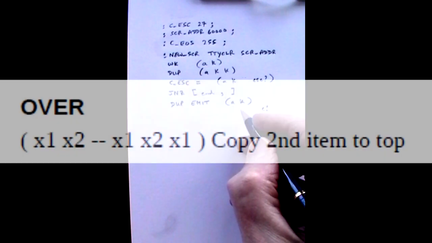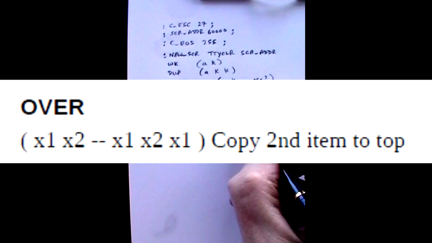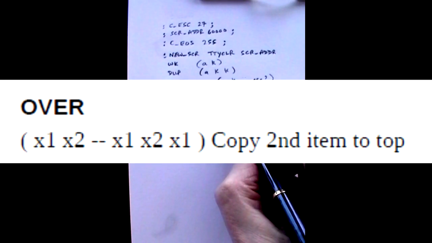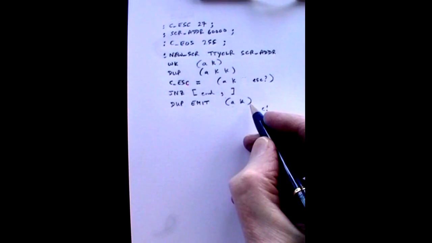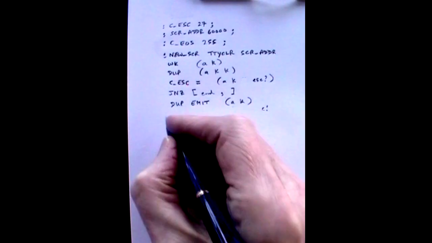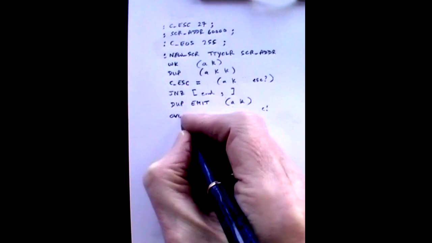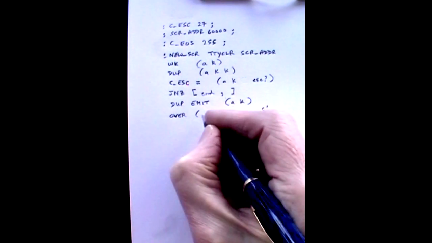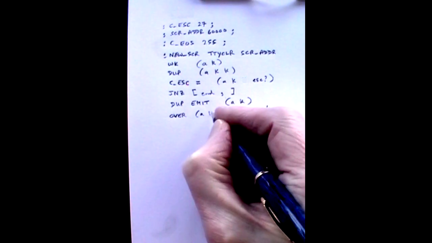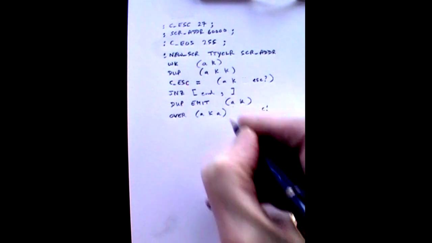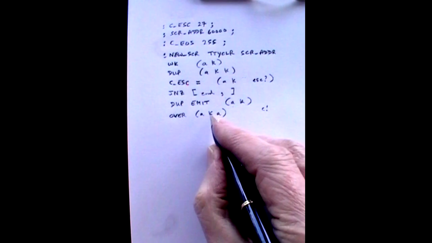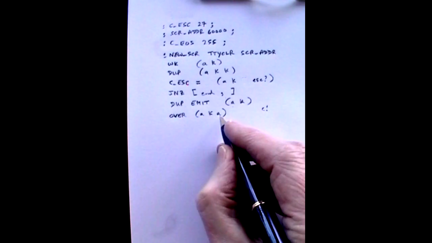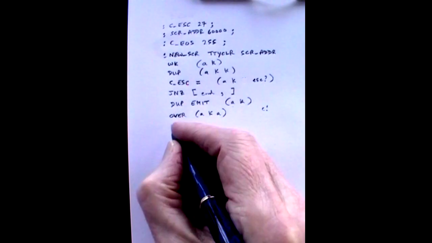And this is where over comes to the rescue. It copies the second item onto the top of stack. I can never see the point of this until now. So if we did over, the stack would look like that. The top two items, the key or the character and the address, they're perfect for the character store. So we can do that.